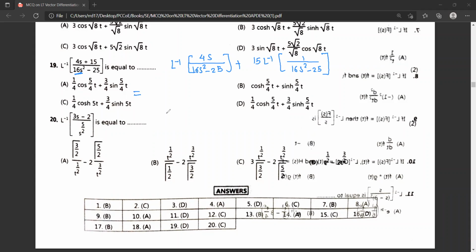Now, first of all, separate the terms. That is the common thing that you should do. So L inverse of 4s upon 16s square minus 25, plus I'm going to take 15 common, and again L inverse of 1 upon 16s square minus 25. Now the thing is that I can take 4 common, but there is a 16 also, so I'll be taking 4 by 16 common. In bracket, it is going to be equal to s upon s square minus 5 by 4 whole bracket square.